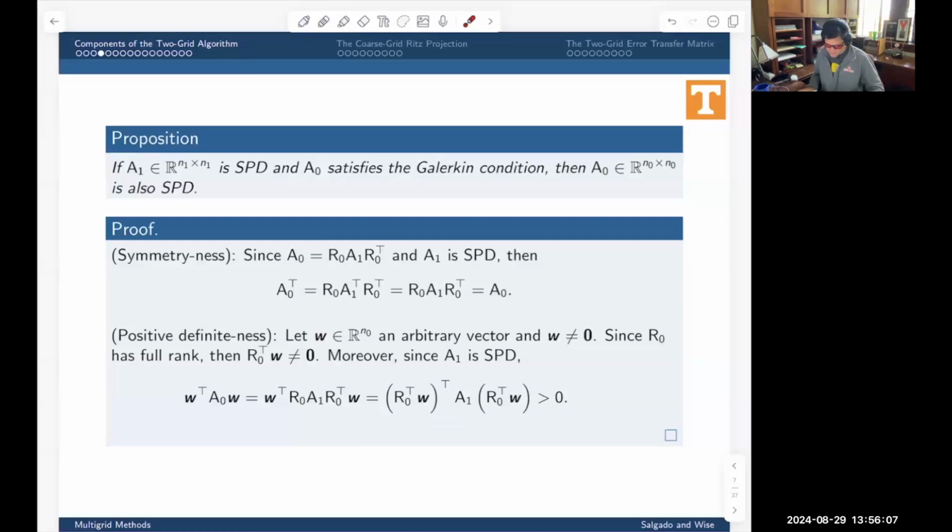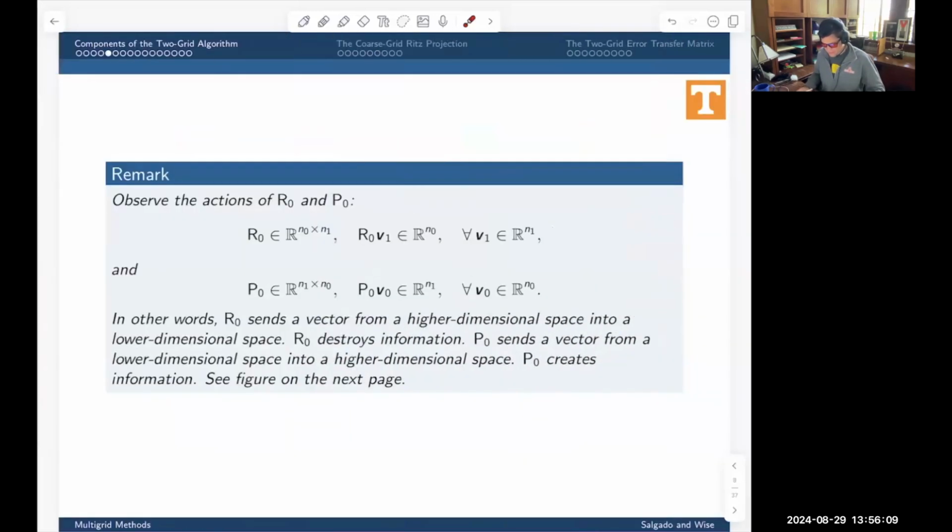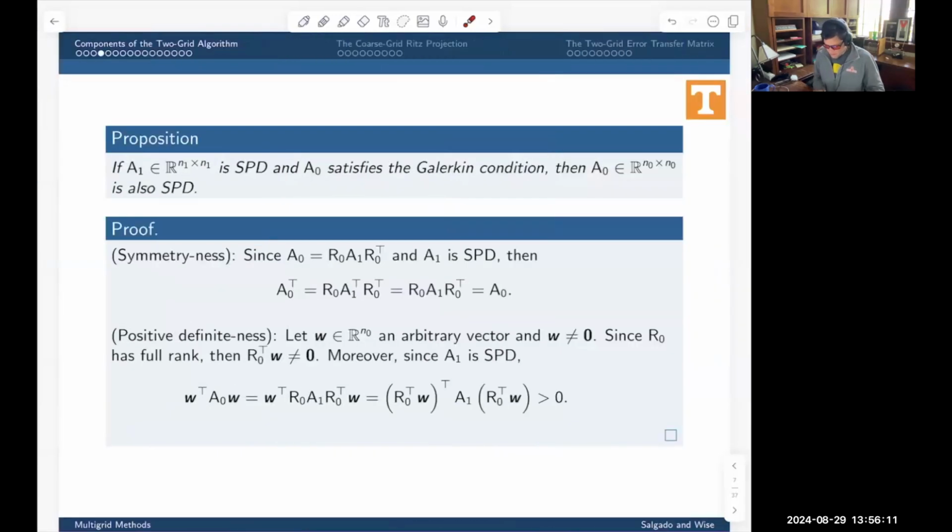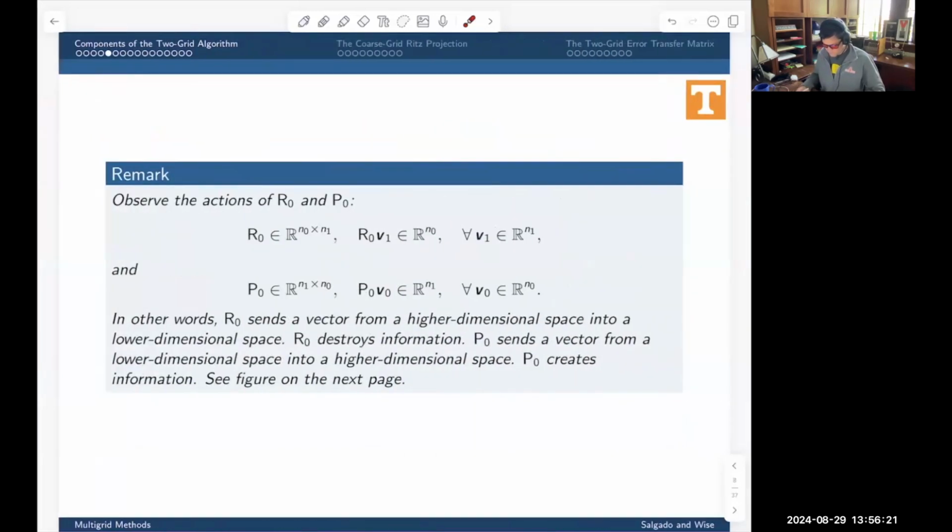So symmetry and positive definiteness give us the SPD-ness. If A0 is introduced through the Galerkin condition, then it's guaranteed to be SPD. We don't have to assume it. Now, what does the action of R0 and P0 look like?